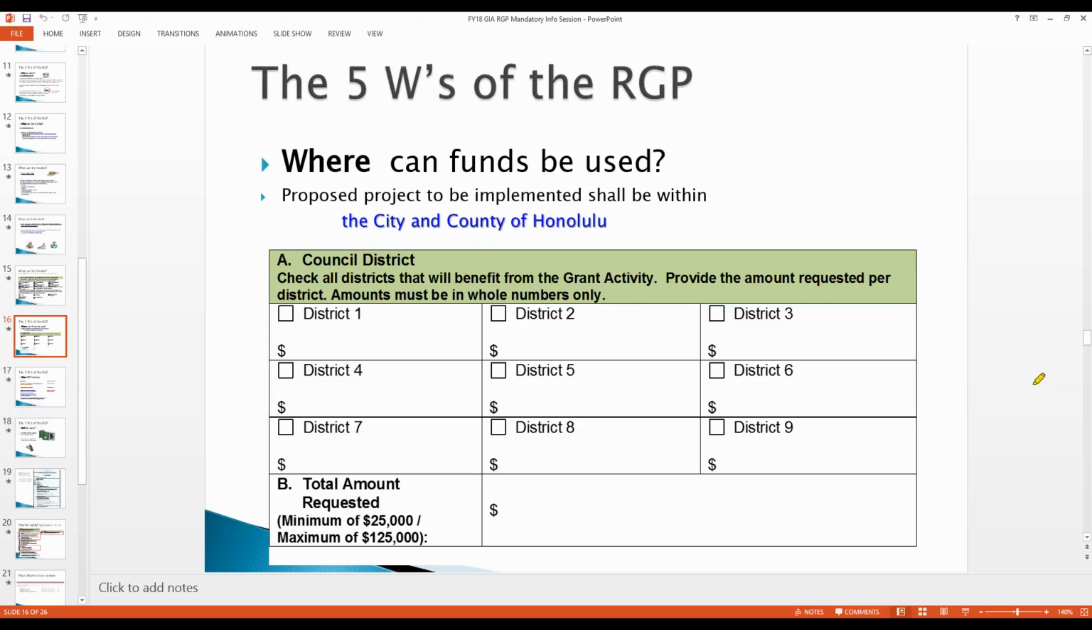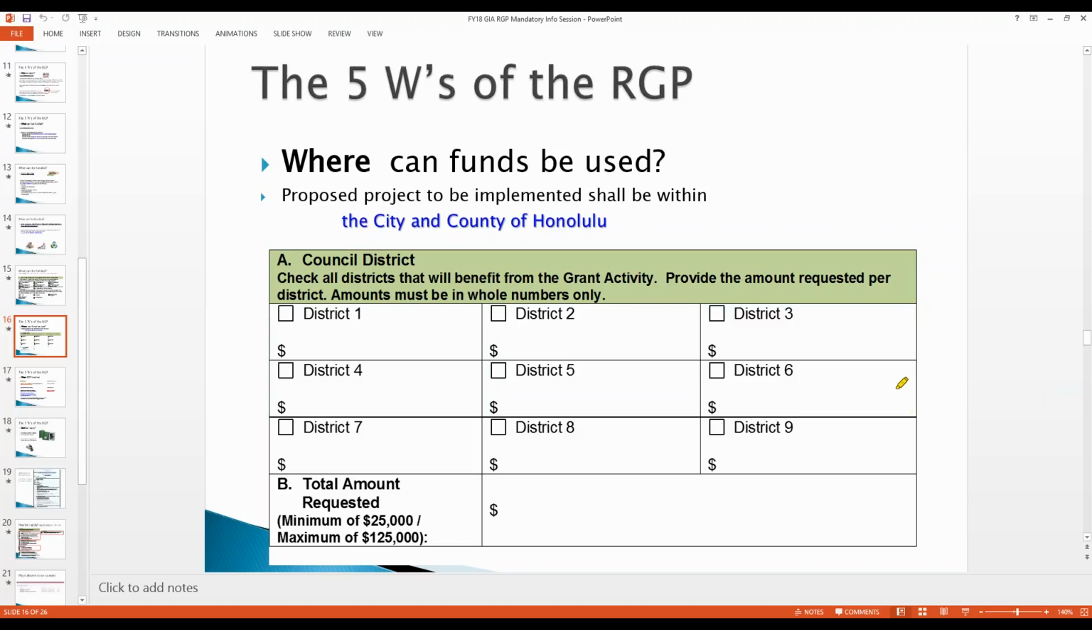People have asked in the past, let's say the organization is physically located in one district, but the participants come from all over. Then we advise that you designate the district where most of the people being served come from, and also consider the districts that get the most benefit from your services.